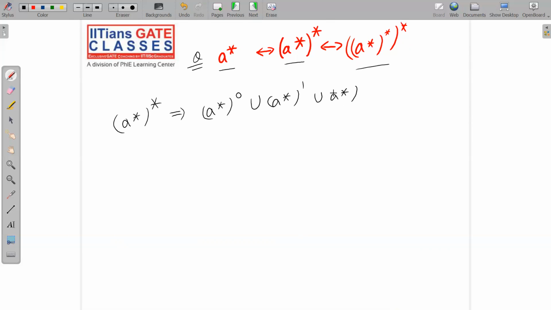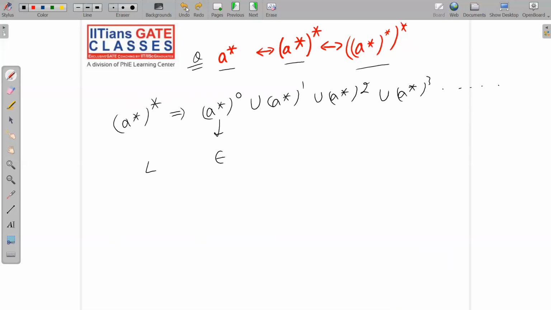union a star power 2 union a star power 3, dot dot dot. Okay, so let me write it properly. Yeah, so you have to represent like this only. Now tell me one thing. A star power 0 means what? You are taking a star 0 times. 0 times means what? Null only. So the language will be null, then union a star.